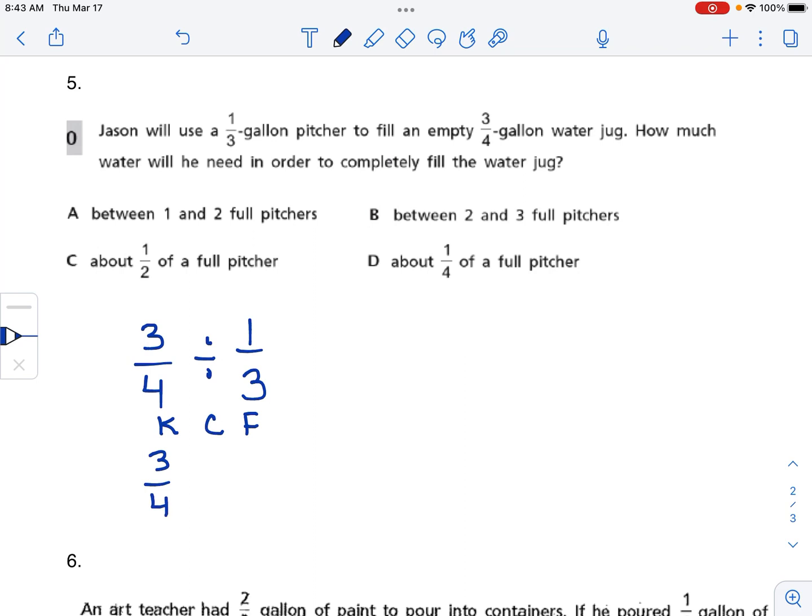So 3/4 times 3 over 1 gives us 9 over 4. Then we're going to change it to a mixed number. 4 goes into 9 2 times, that's 8, which means we'd have 1 left over. So 2 1/4 containers of 1/3 need to be used to fill up the 3/4 gallons of jug. 2 1/4 is between 2 and 3 full pitchers.